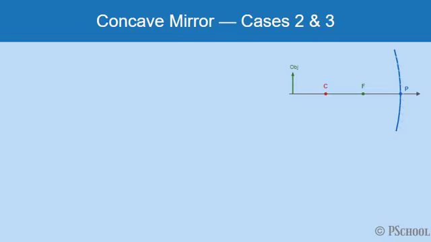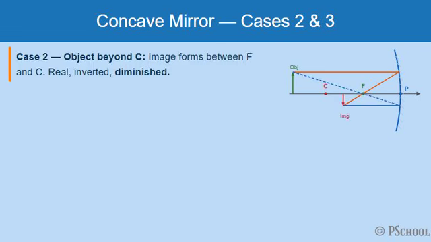Case 2, object placed beyond the center of curvature C. Ray 1 is drawn parallel to the principal axis. After reflection, it passes through the focus F. Ray 2 passes through F, and after reflection, it travels parallel to the axis. Both rays meet between F and C, where the image is formed. The image is real, inverted, and diminished.